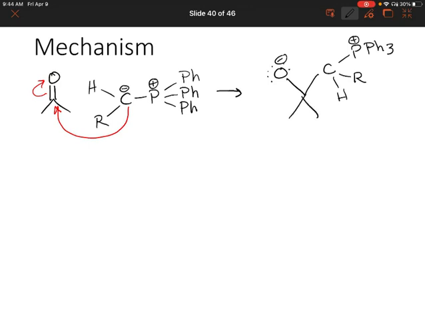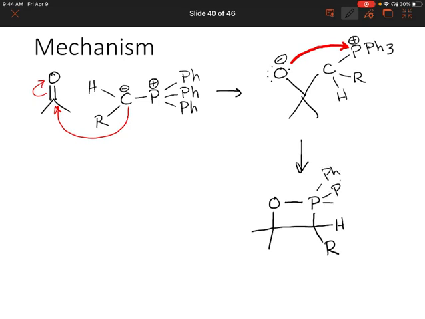So here's the really cool part: the negatively charged oxygen is attracted to that positively charged phosphorus. So we're going to create a little square between that oxygen and our phosphorus, which is also bonded to 3 phenyl groups. This is called an oxaphosphetane.